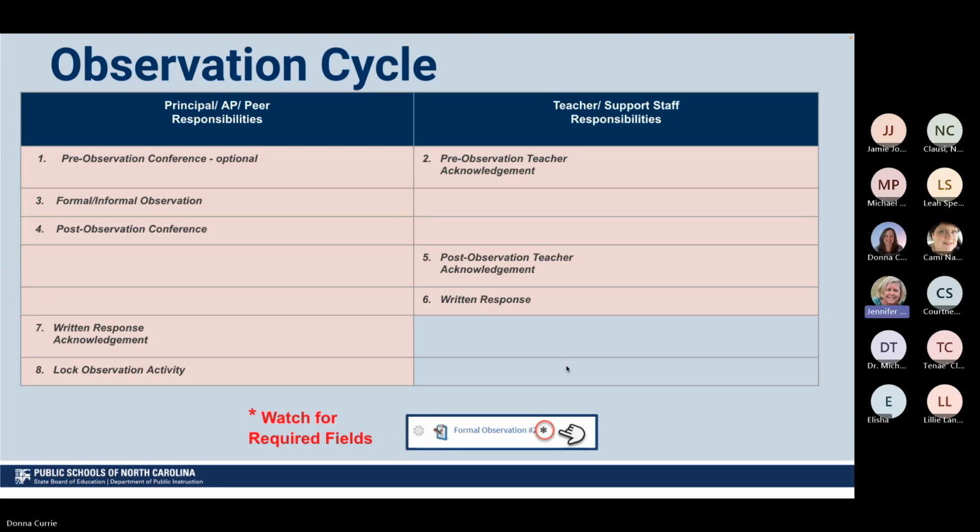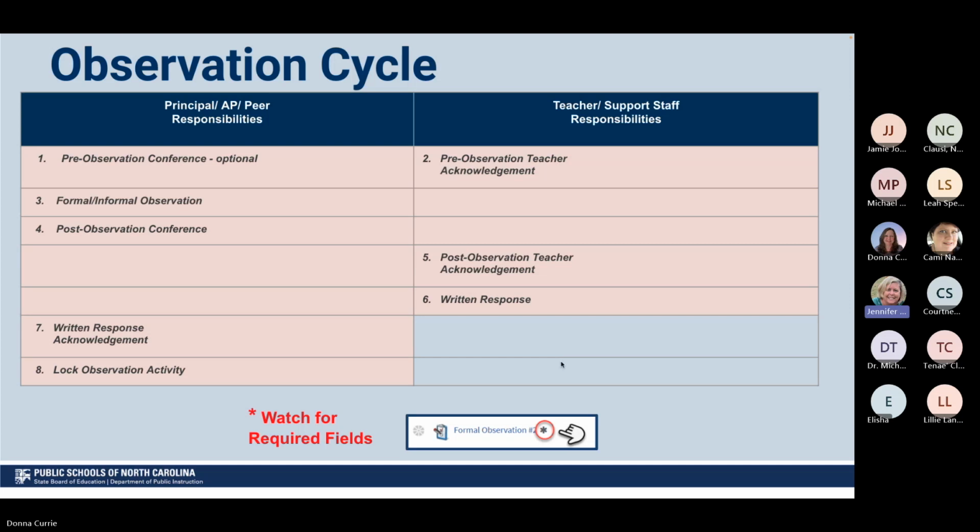In the observation cycle, you guys know that it's kind of like a back and forth between the principals and the teachers, what has to be completed. So first, the principal will complete the pre-observation conference. Then the teacher will acknowledge that that pre-observation happened. Then the principal will complete the formal or informal observation, and then complete the post-observation conference with the teacher.